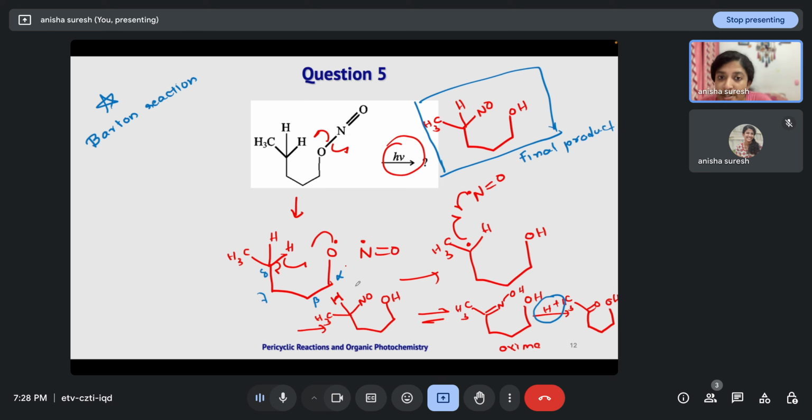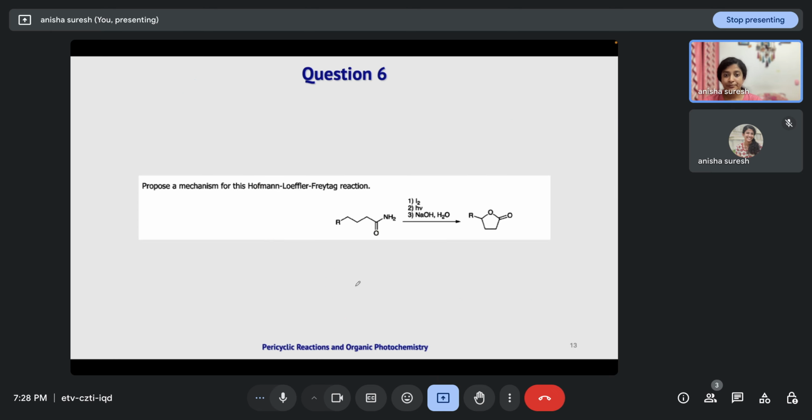So if this question is clear, we can move to question number 6. Propose a mechanism for this Hoffman-Loeffler-Freytag reaction. So they have mentioned this is an example of Hoffman-Loeffler-Freytag reaction. So this was taught in week 7 modules. So we are having an amide, and under these three conditions that is given here, this is getting converted into a lactone.